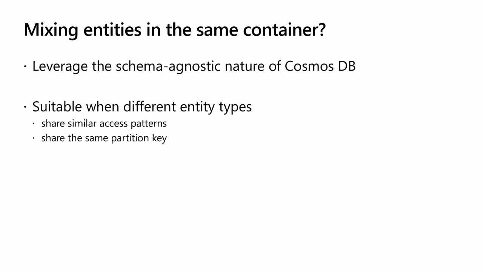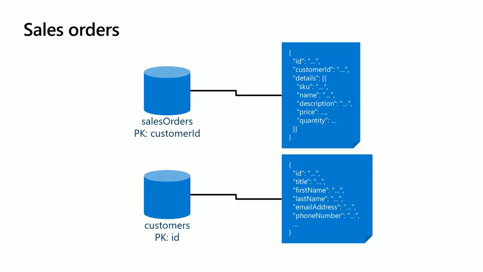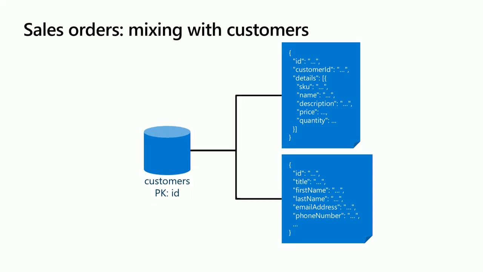And it's also suitable, like in our case, when those different entity types share the same partition key. So what I'm going to do, instead of having separate containers for customers and sales orders, I'm going to put both of them in my original customers container. Doing that, I need to slightly adjust the partition key of my customers container.